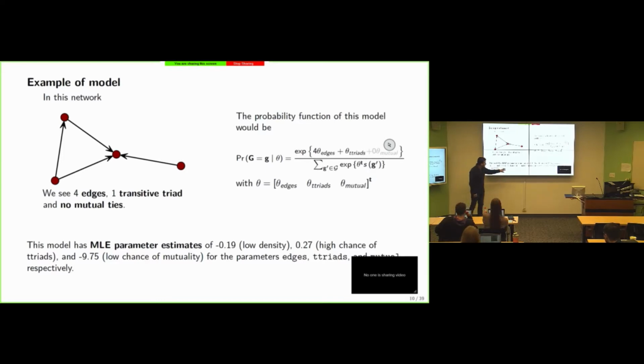An interesting question that my advisor, who is a mathematician, asked was: why didn't the mutual term go to minus infinity in the model, because you don't have any mutual ties? Well, the answer is that's not the only thing you have in your model. You have other terms, and those affect what you obtain in your estimates. Okay? Everyone is following me? Okay, are we good?